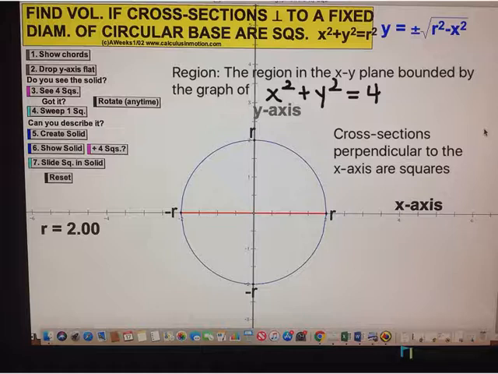Prior to this, we've been working with the disk method and the washer method, and we use those methods to find the volume of a solid of revolution, meaning we took a region in the xy plane and revolved it about a particular axis of revolution, whether the axis was horizontal or vertical, and we obtained a solid of revolution.